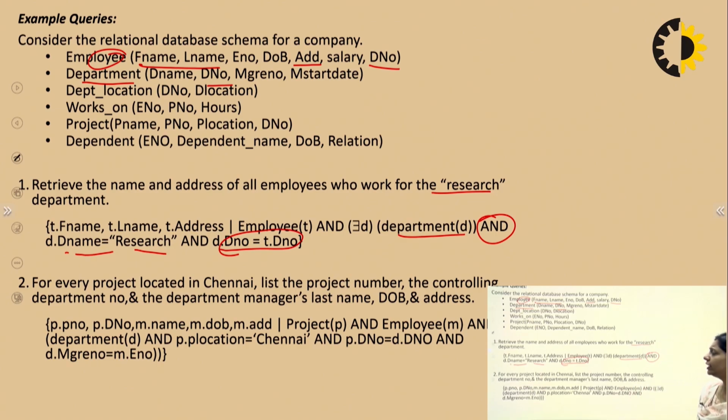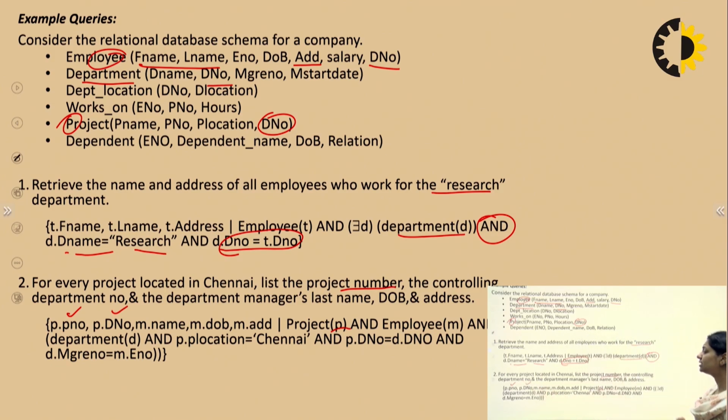Next, for every project located in Chennai, we need to list the project number, the controlling department number, and the department manager's last name, date of birth and address. For the project number, we'll be taking the project table in this case. The project table is denoted with P. So we have P dot PNO. Then the controlling department number is also available over here, so we'll have P dot DNO.